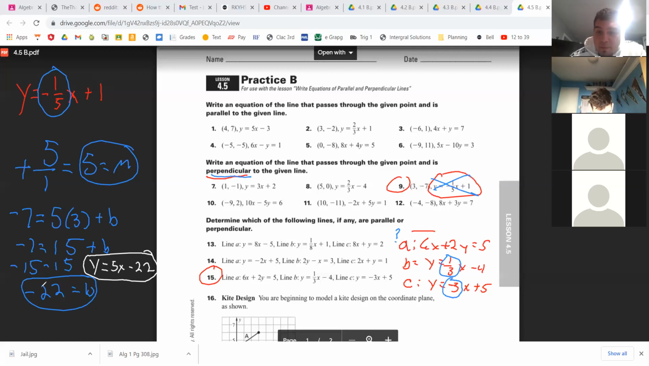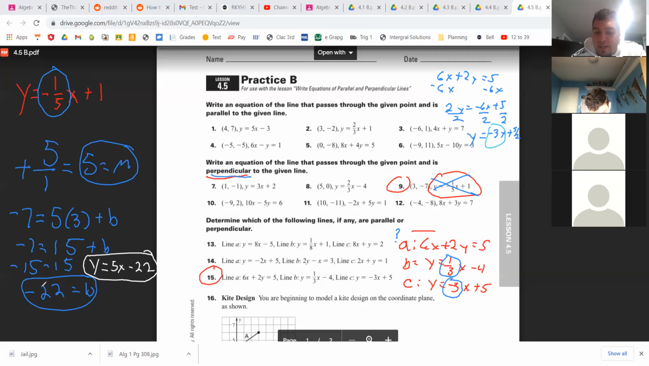I'll do this up here. So I got 6x plus 2y equals 5. I've got to get y by itself. Minus 6x, minus 6x. 2y equals -6x plus 5, divided by 2. Everything else divided by 2. Y is -3x plus 5/2. Again, I don't really care about the b. What I really care about is the slope. Everything I'm comparing is the slope.